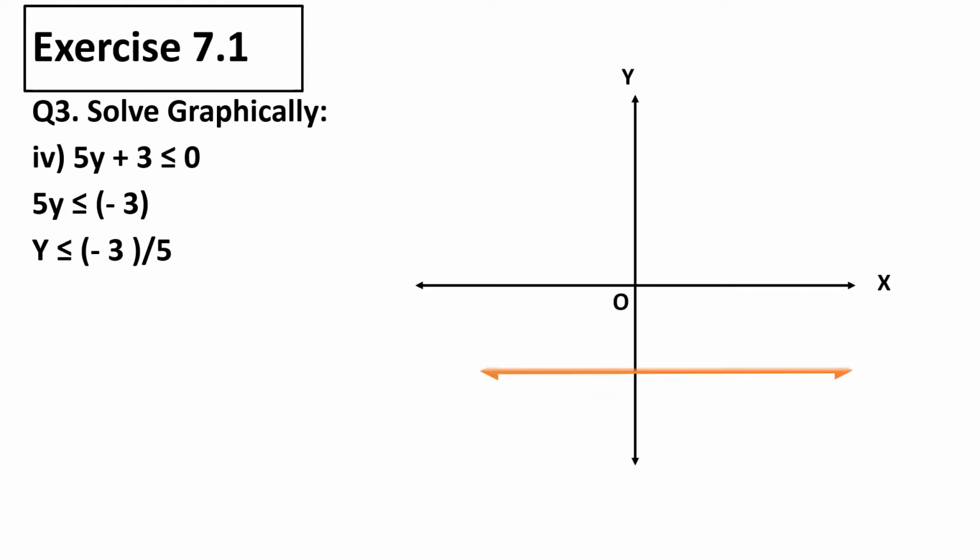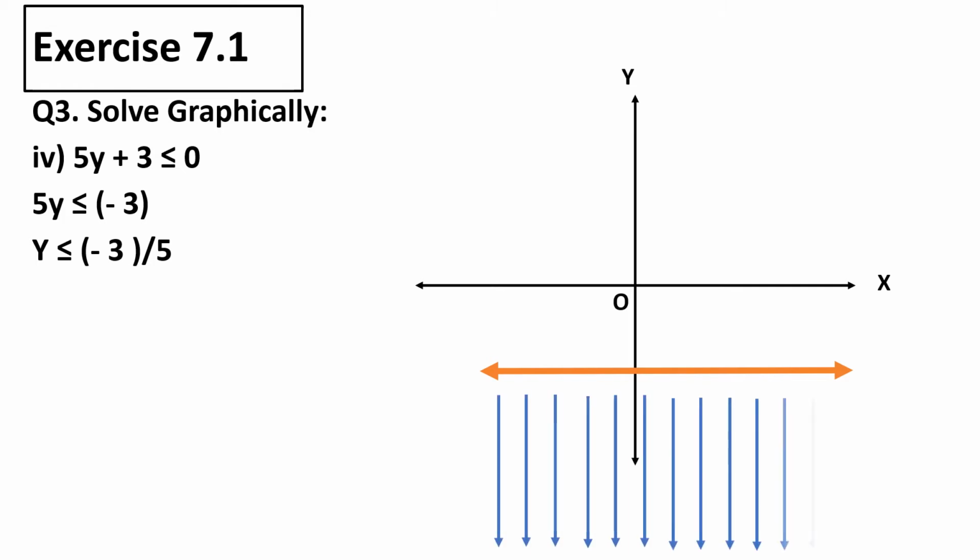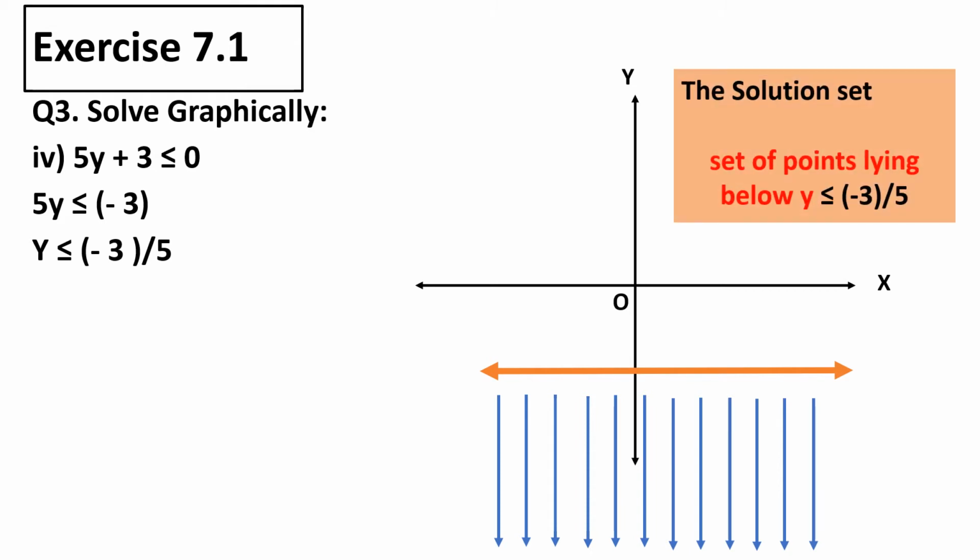So in the xy plane, at the point y is equal to minus 3 by 5, it means on the negative y axis. So it is y less than minus 3 by 5. It means it is the collection of all the points having values less than minus 3 upon 5. So your region of interest or the solution set for this case will be the set of all points lying below y is equal to minus 3 upon 5.